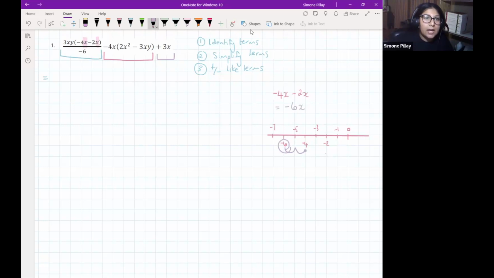And so what's actually going to happen over here is I'm going to have 3xy multiplied by negative 6x. And do you see how now I only have one multiplication sum? Whereas if I did distribution, I would have had two multiplication sums. So you could have gone the distribution way. It would have just taken you a little bit longer, but that's okay. That's fine.